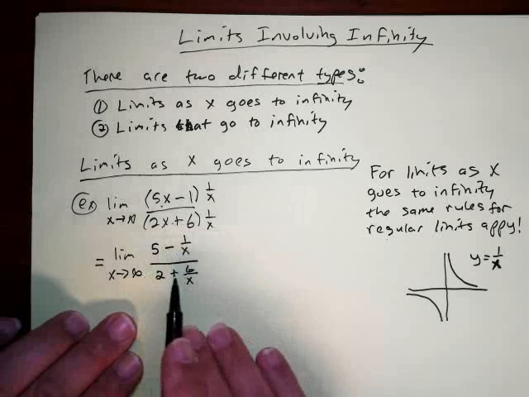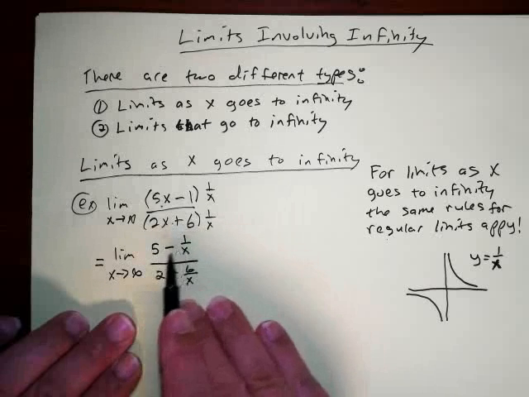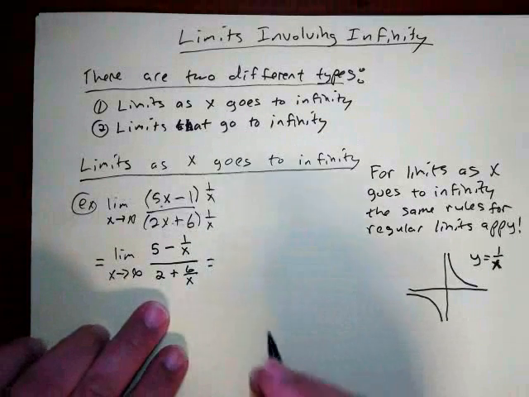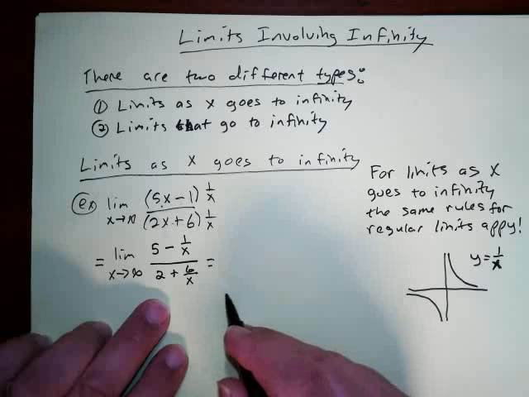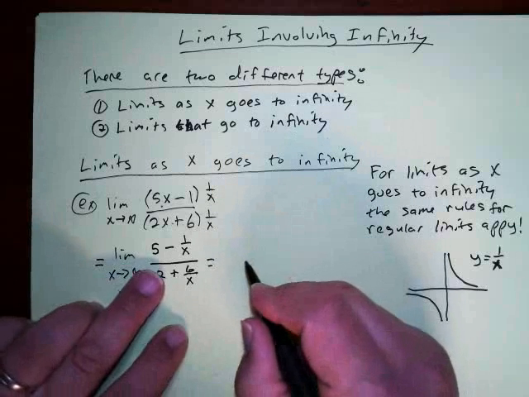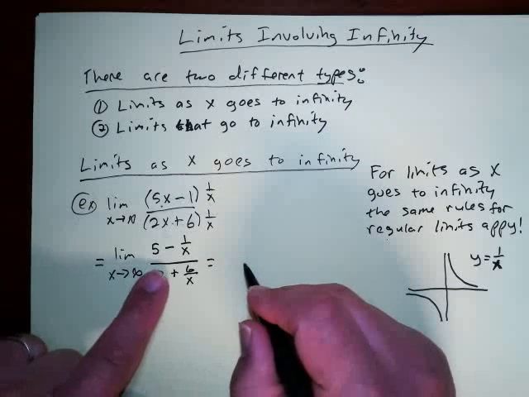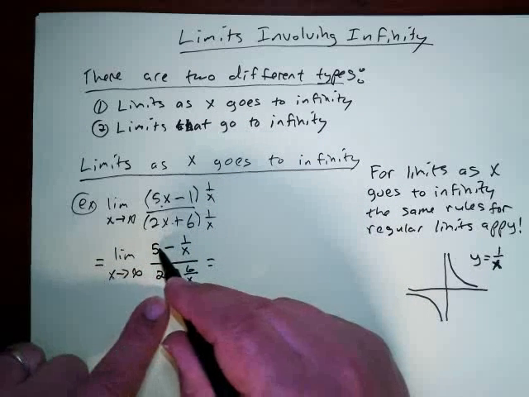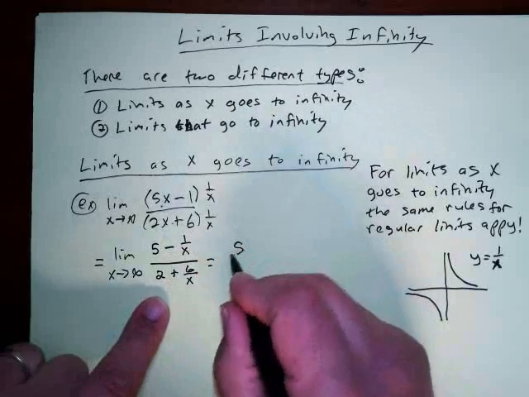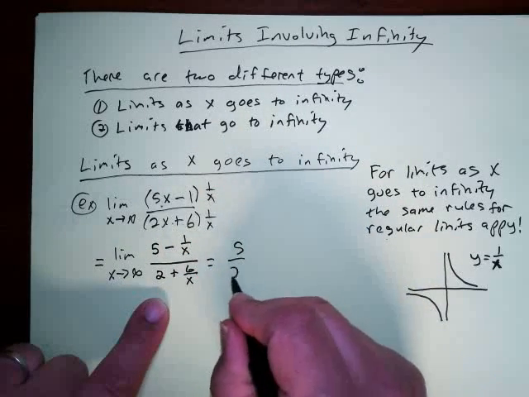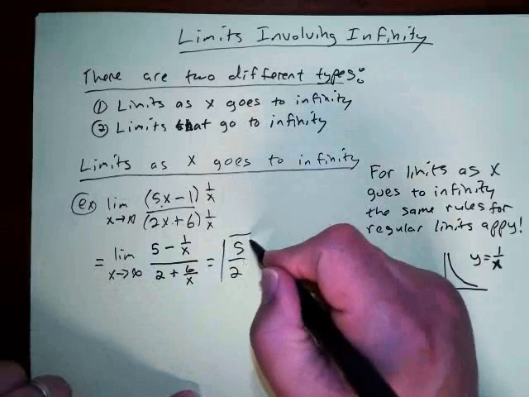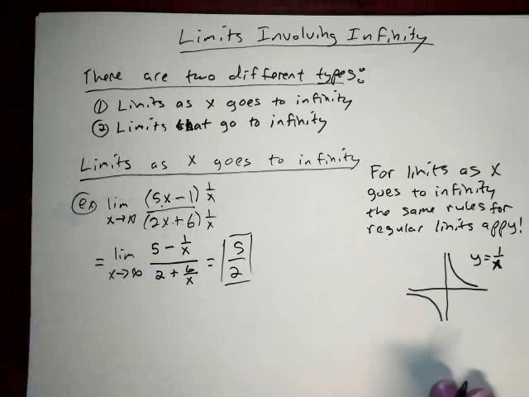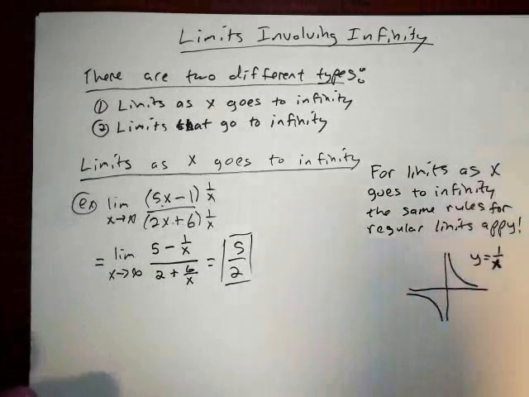So I can take the limit of the top and the bottom, and then the limit of the two terms, because I can split a limit up over a sum and difference. Really what happens is that this is going to 0, this is going to 0, and so 5 minus 0 is just 5, 2 plus 0 is just 2, and what I get here is 5 halves. That would be my limit as x goes to infinity.